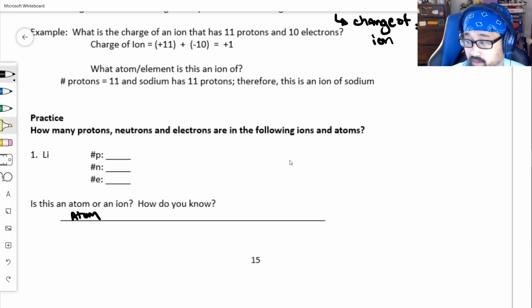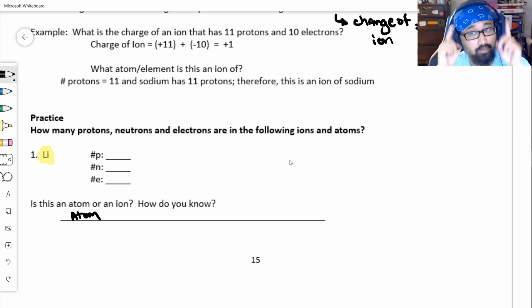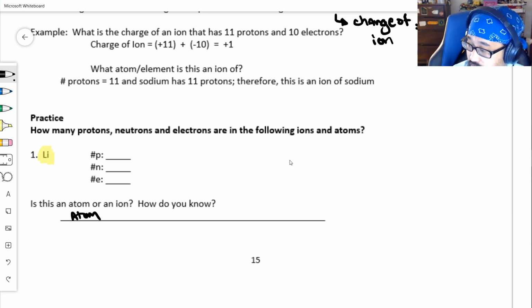I actually know this is an atom. The reason I know that is there's no charge in that top right corner. There's no superscript, there's no exponent. Right? It's an atom. Has no charge.